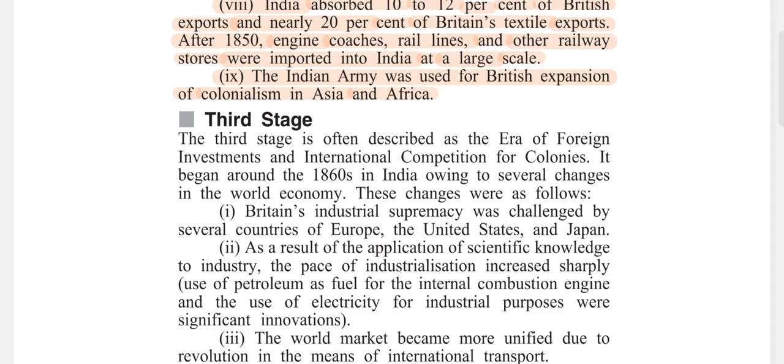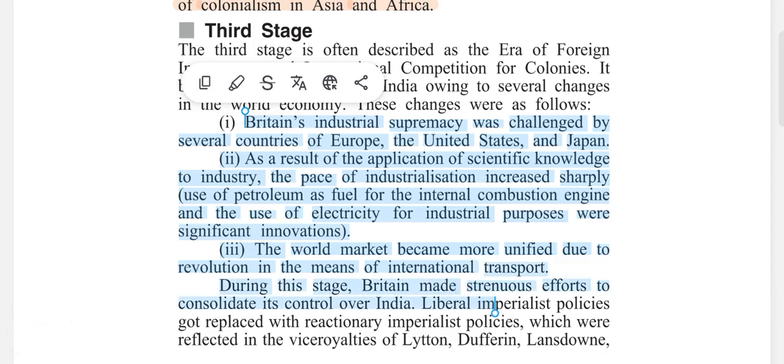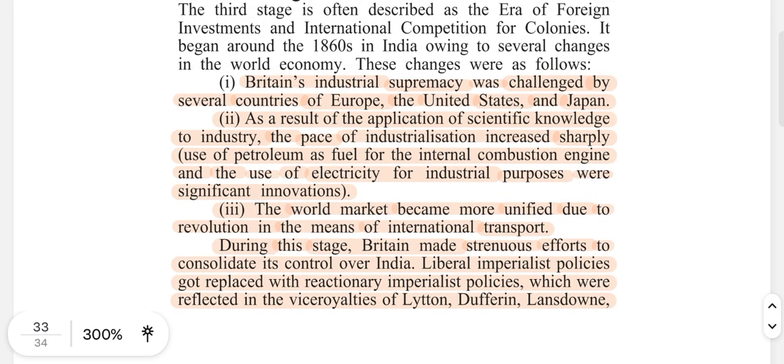Third stage. The third stage is often described as the era of foreign investments and international competition for colonies. It began around the 1860s in India, owing to several changes in the world economy. These changes were as follows. 1. Britain's industrial supremacy was challenged by several countries of Europe, the United States, and Japan. 2. As a result of the application of scientific knowledge to industry, the pace of industrialization increased sharply. Use of petroleum as fuel for the internal combustion engine and the use of electricity for industrial purposes were significant innovations. 3. The world market became more unified due to revolution in the means of international transport.